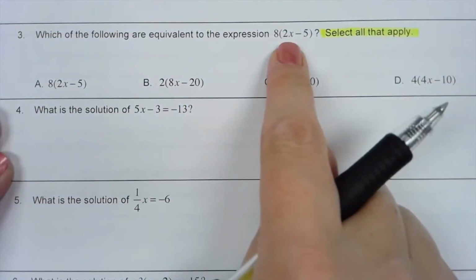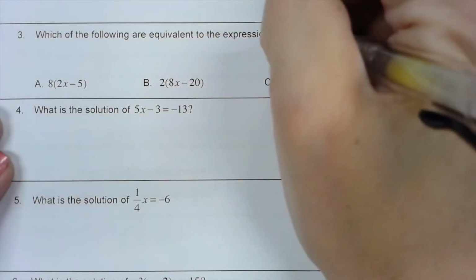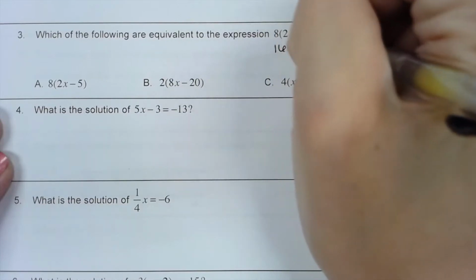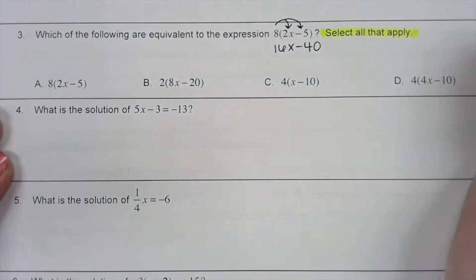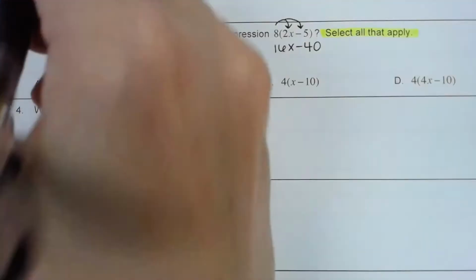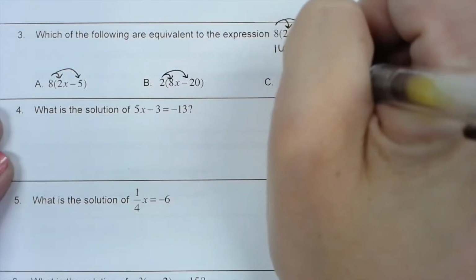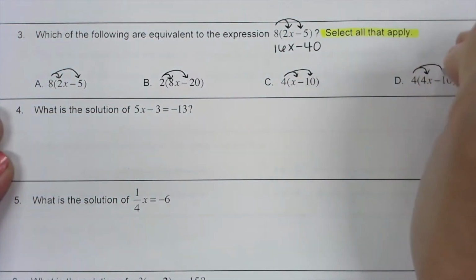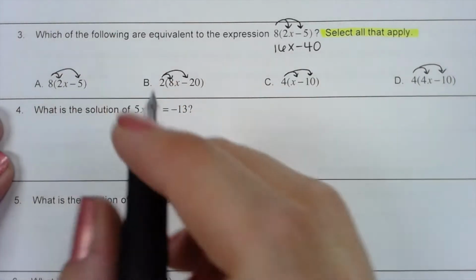So I have to show work for this one, and for this one, and for this one, and for this one, and for this one. When I do the distributive property here, I get 16x minus 40. So I multiply these two, and then I multiply those two as well, and so I'll check all of these ones. I'm going to multiply here, and then here, and then here. And I have to check all of them, not just until I find one that's the answer to the question, because it does say to select all that apply.